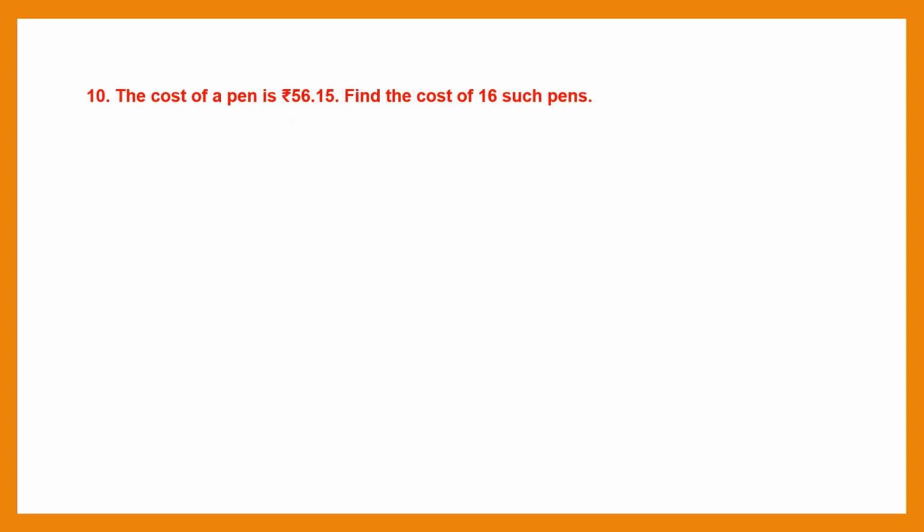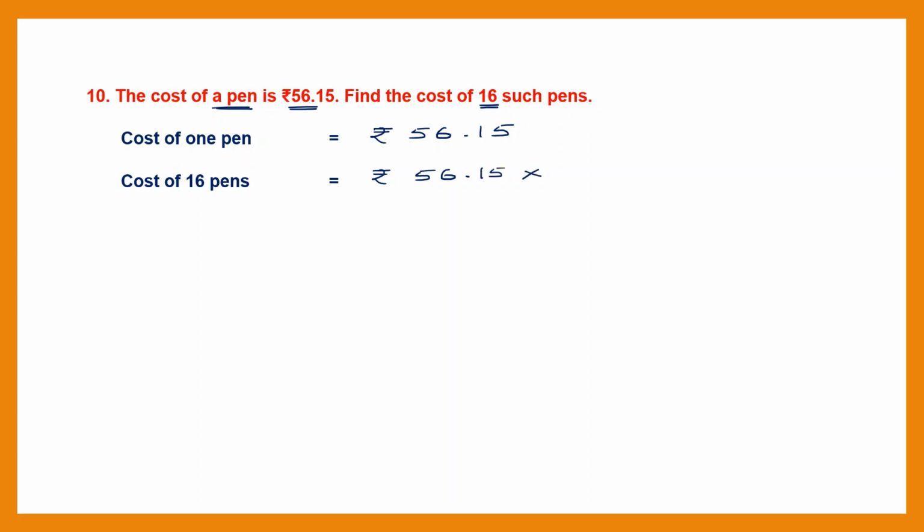Next one, the cost of a pen is given to us. The cost of one pen is given to us. We have to find the cost of 16 such pens. So the cost of one pen, let's write it down. 56 rupees 15 paise. Now we have to find the cost of 16 pens. That is, the cost of one pen is so much. If we multiply that into 16, we will get our answer. So now here we're going to multiply 56.15 into 16.